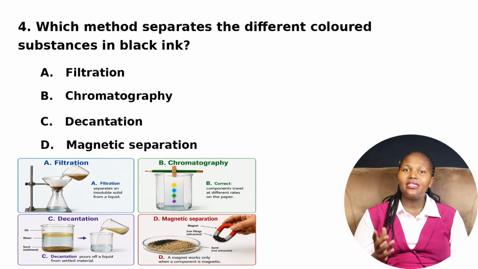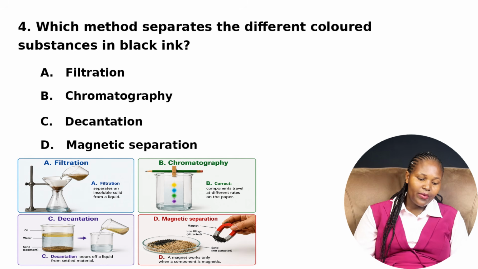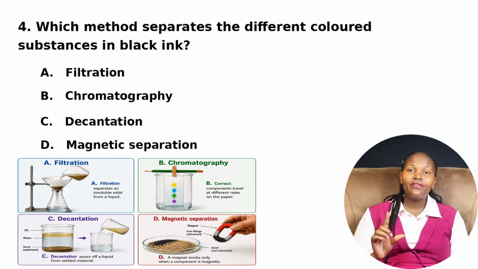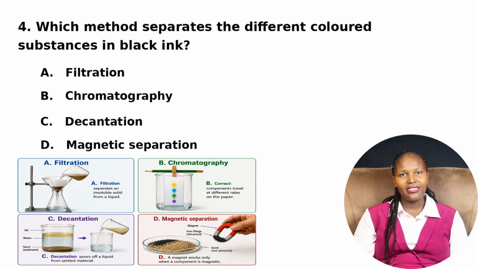So use the evidence in the question. Like in this case, we are looking at colored substances, and if it is colored substances, for us to be able to separate them, we need to use a paper, and that method is called chromatography. You see, so why are the other options not correct, and in which case do we need to choose them?